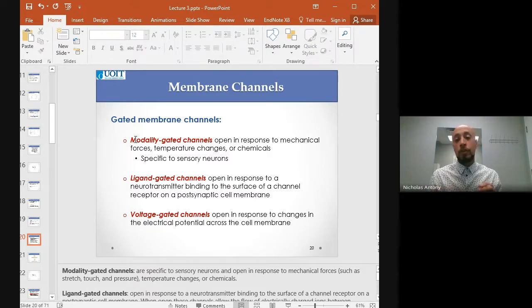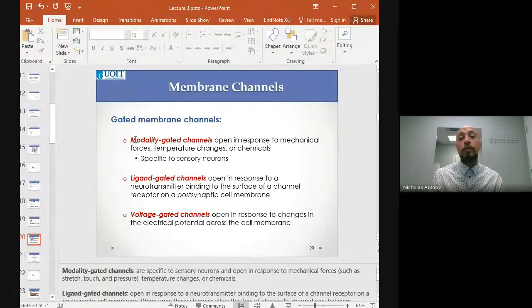So touch neurons have modality-gated channels that are specific for touch. When you touch, it causes the channels to open and ions to enter. Temperature ones are specific for temperature changes. Chemical ones, like pain: the sensation of pain is chemical, a breakdown of cells in the body, and your body perceives that as pain.